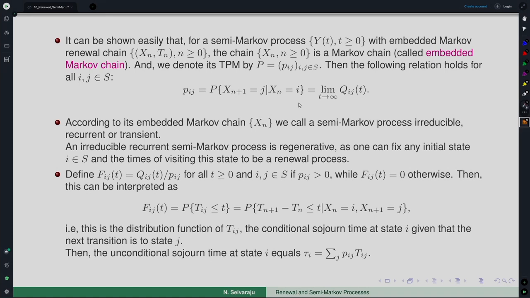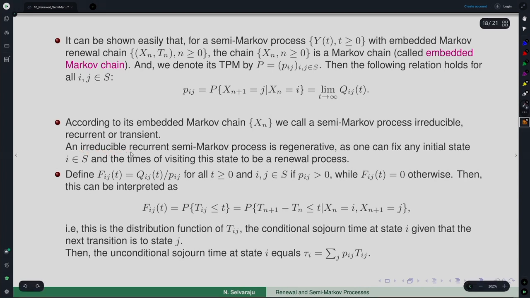Now, according to its embedded Markov chain Xn, we call the corresponding semi-Markov process irreducible, recurrent or transient. If the embedded Markov chain is irreducible, we say the semi-Markov process is irreducible. If the embedded Markov chain is recurrent, then the semi-Markov process is recurrent. If the embedded Markov chain is transient, then the semi-Markov process is also transient. Much like when we generalized the DTMC to CTMC, we call it in a similar fashion. It is the same way we are doing it here.